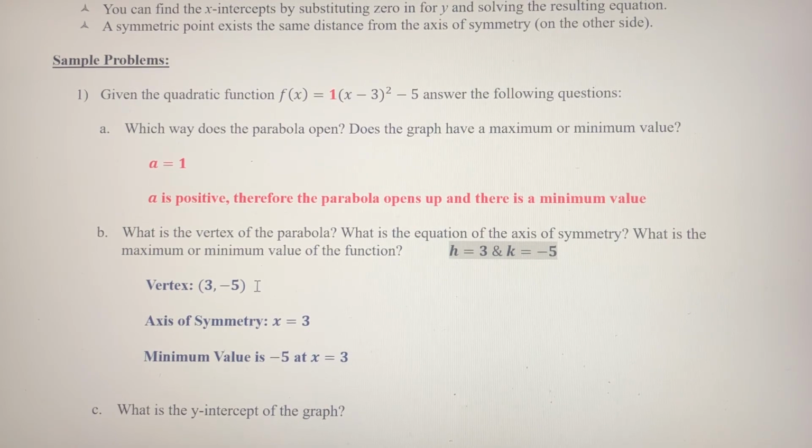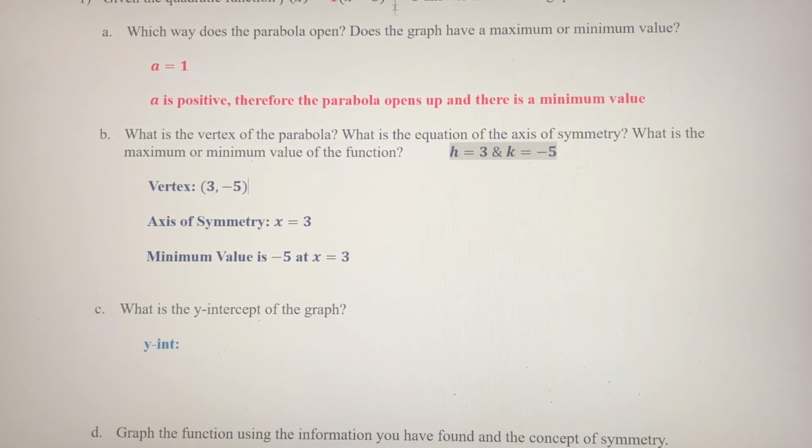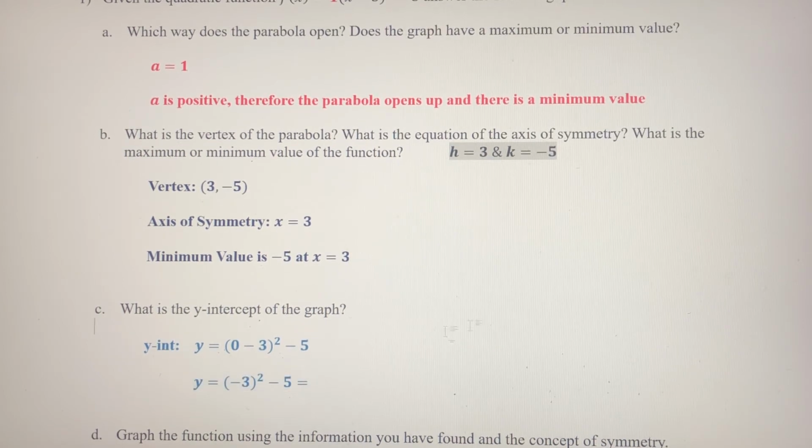Okay, next thing let's do, we're going to find the y-intercept. So we've got our function here. Again, finding the y-intercept is pretty easy. We're just going to substitute 0 in for x. So I've got y equals 0 minus 3 squared minus 5. Simplify in the parentheses. Exponents here, I'm going to square that -3, which gives me 9 minus 5, which is 4. So my y-intercept is going to occur at 0, 4.